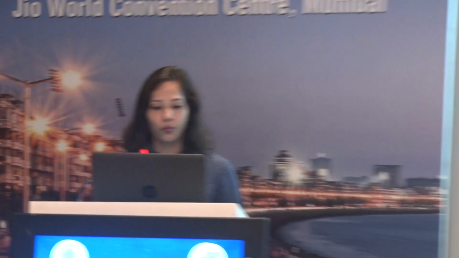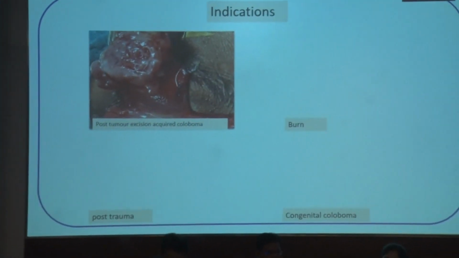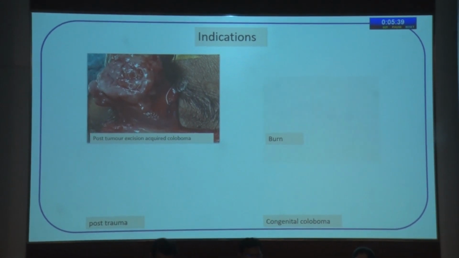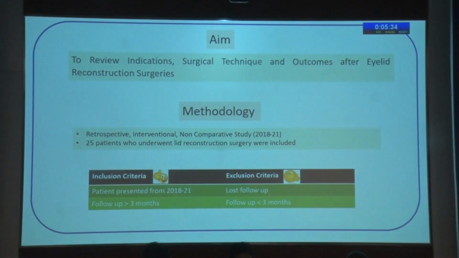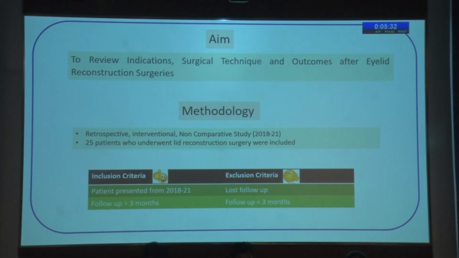So, common indications of lid reconstruction are post-trauma, post-tumor excision, acquired coloboma, post-burn, and congenital coloboma. So the aim of our study was to review indication, surgical technique, and outcome after eyelid reconstruction surgeries. It was a retrospective interventional non-comparative study including 25 patients who presented from 2018 to 21 and had follow-up of more than 3 months. Those who had follow-up of less than 3 months or were lost to follow-up were excluded.